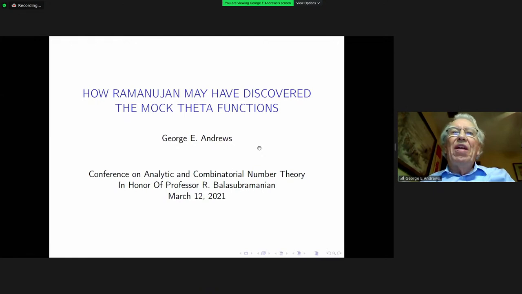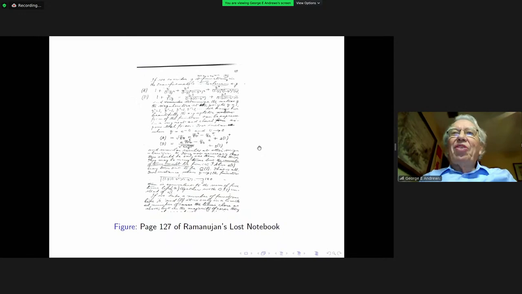Also, I have to apologize as I looked through my slides this morning. I realized that there are a number of typos, and the first typo appears on the second slide. This is from page 127 of the published version of Ramanujan's Lost Notebook, but the title gives the impression that it is from his Lost Notebook. It's actually part of the last letter that he sent to G.H. Hardy in 1920.